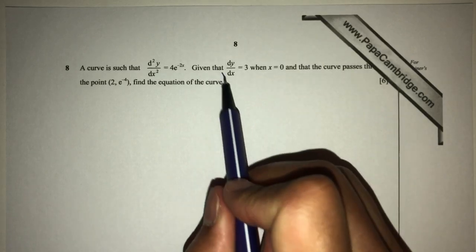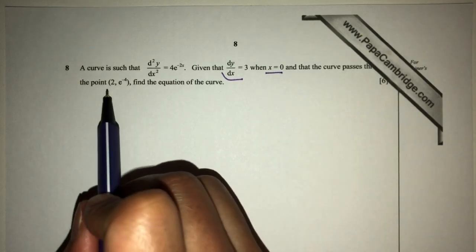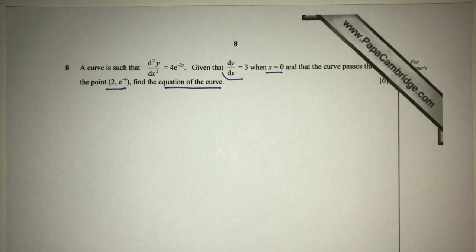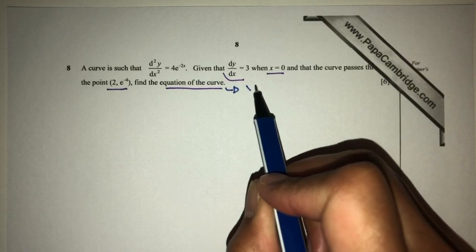Now let's move on to question number 8. Here we have a curve where d2y by dx2 is this, given that dy by dx is this when x is 0, and the curve passes through this point. We have to find the equation of the curve. Now we have to understand what we are looking for. We are trying to find the equation, which means we are finding the value of y.